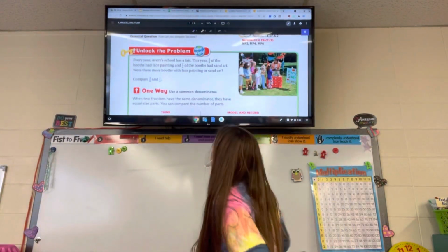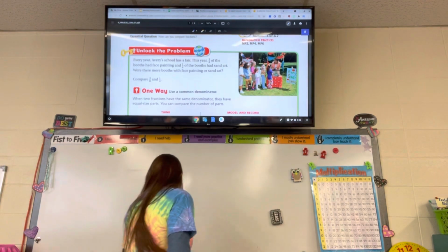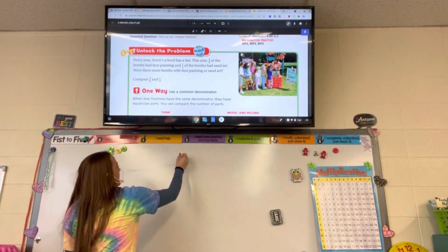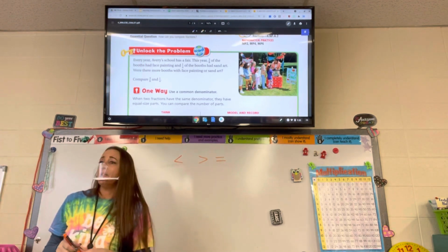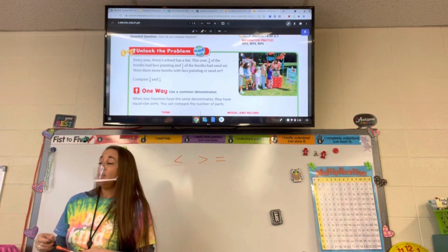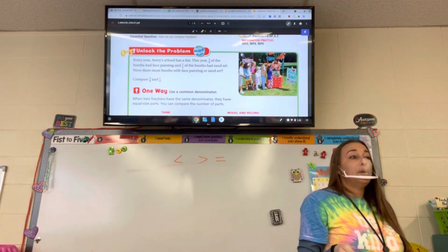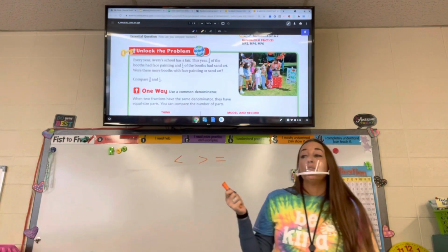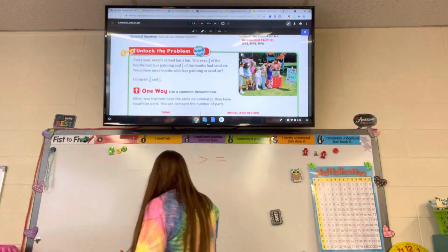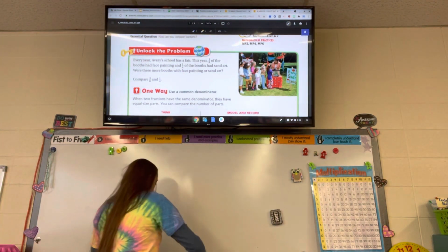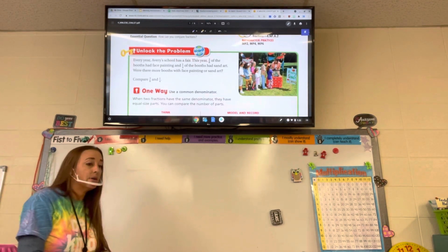Okay, so today we are comparing fractions. Comparing with the symbols less than, greater than, or equal to. We're going to learn a few different strategies. We've already learned one strategy, which was comparing fractions to benchmarks, right? Comparing them to 1/2. So just as a super quick review on how to compare fractions using benchmarks.